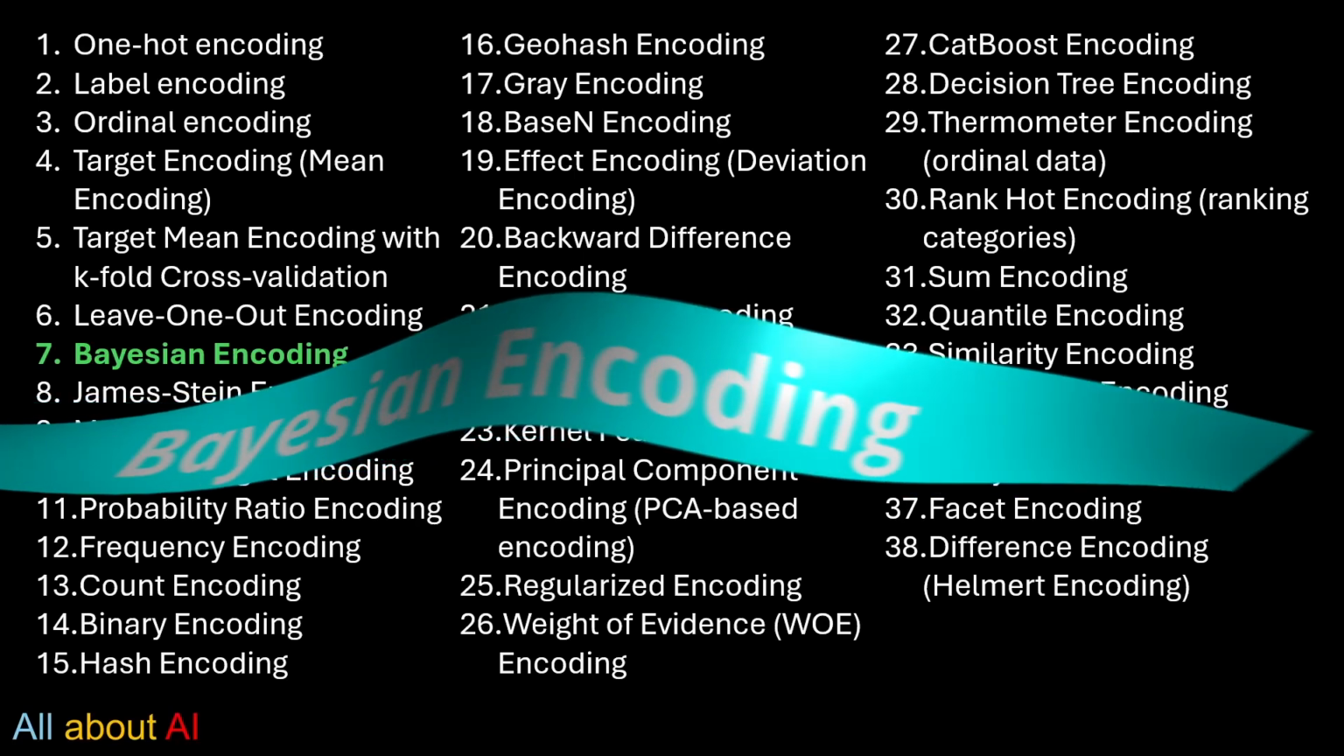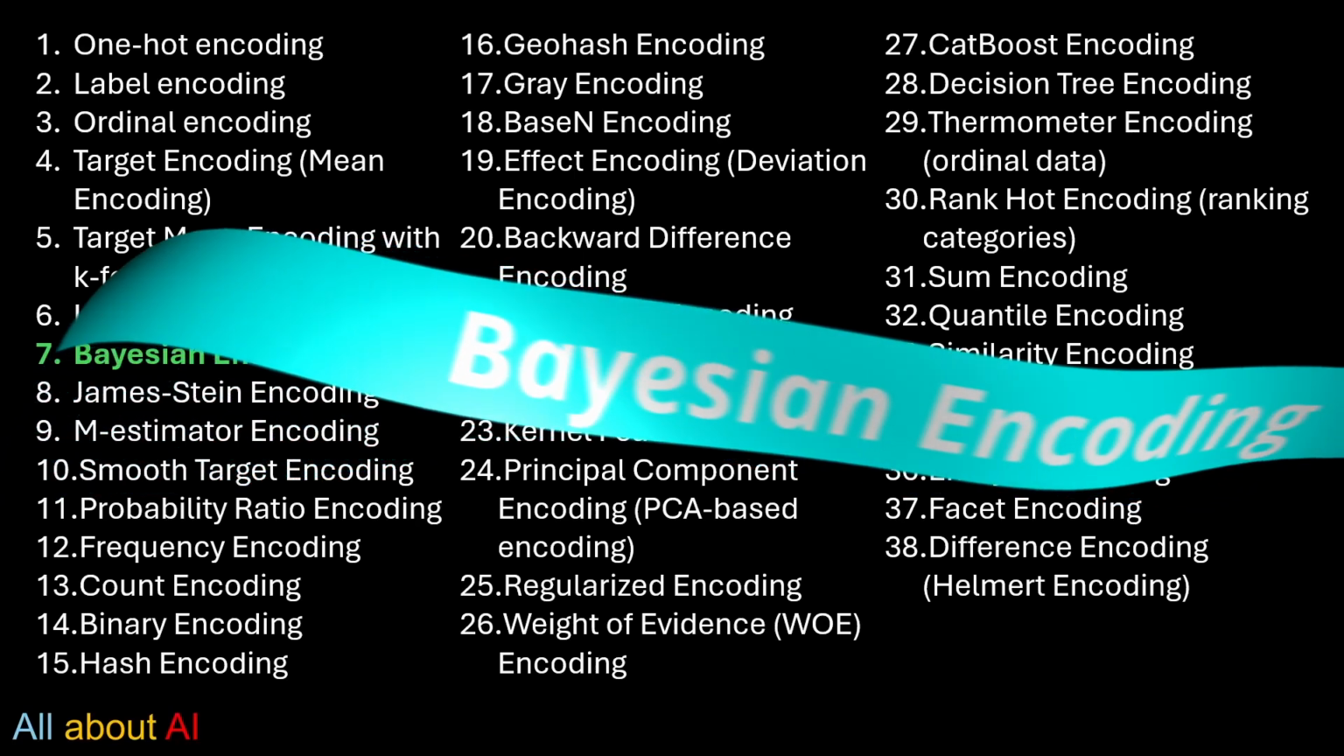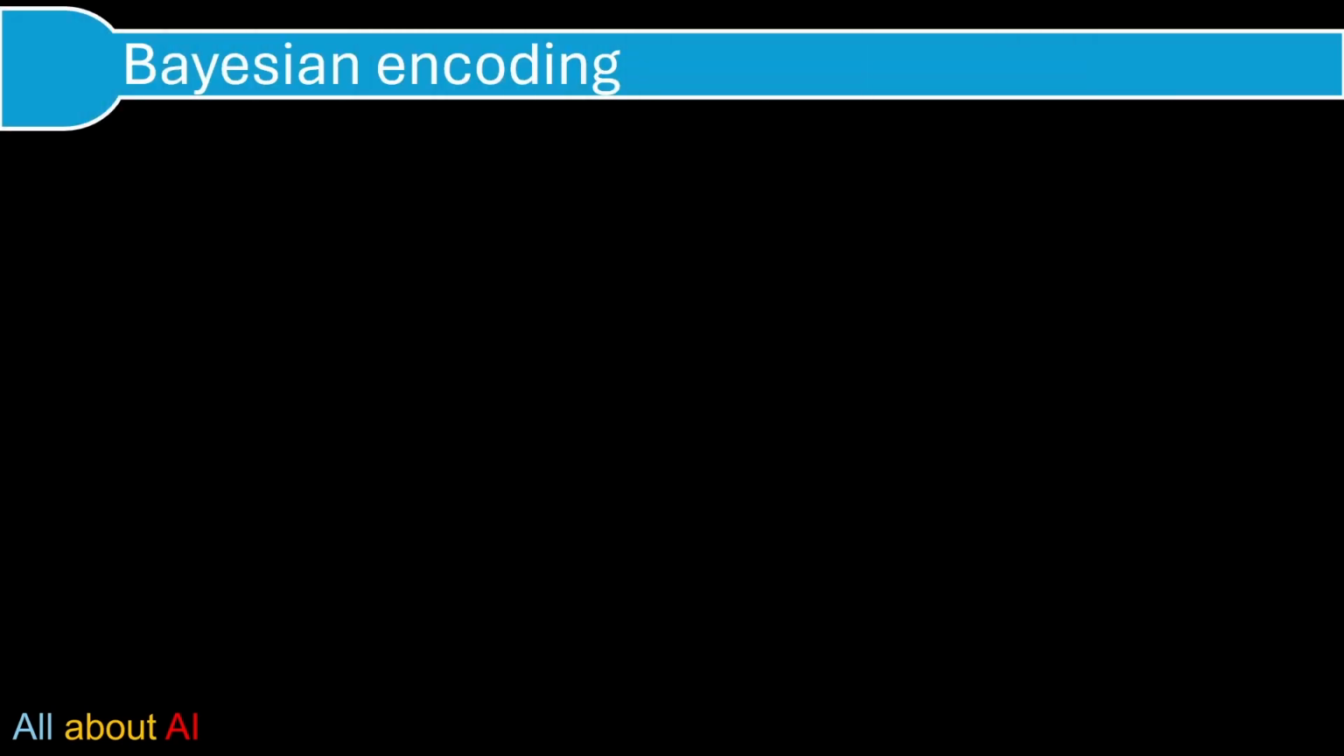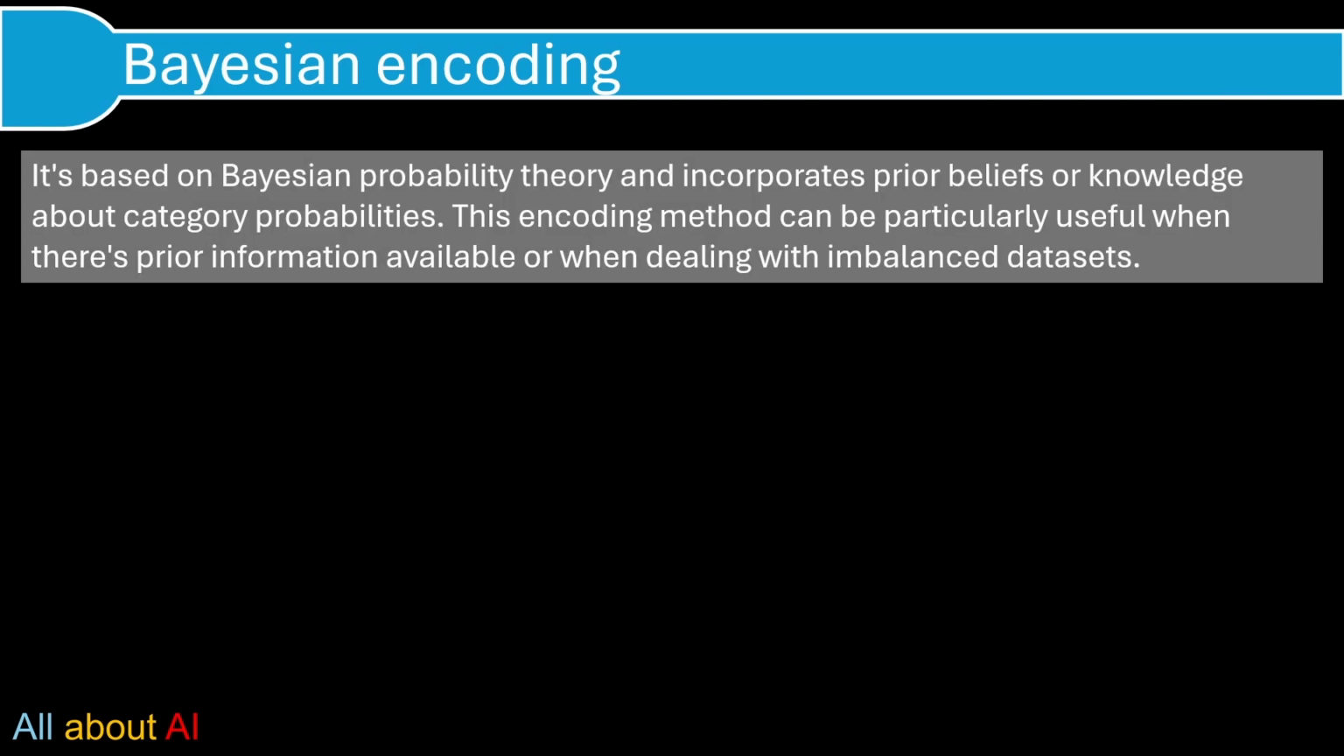Bayesian encoding. It is also known as Bayesian target encoding or empirical Bayes encoding. This encoding is based on Bayesian statistics principles. Bayesian encoding is a technique used to transform categorical variables into numerical values by considering the prior probability of a category and the posterior probability of a category given a target variable. Refer to the formula on how to calculate Bayesian encoding.